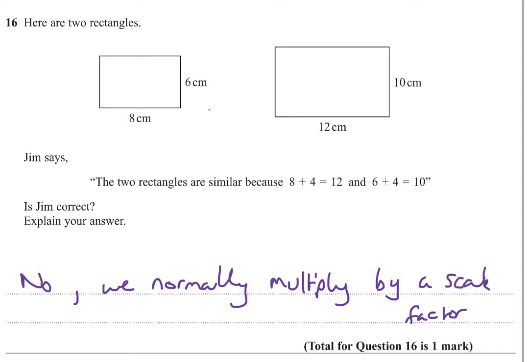So basically, if these two were similar, then we would have that 10 divided by 6 is the same as 12 divided by 8. But this clearly isn't right because 10 divided by 6 is 5 over 3. And 12 divided by 8 is 6 over 4, which is 3 over 2. And these are definitely not equal.